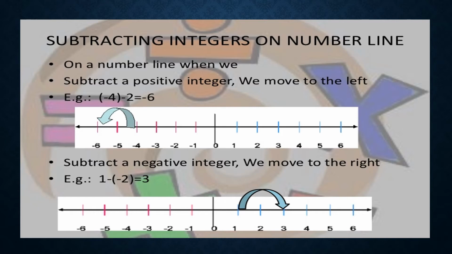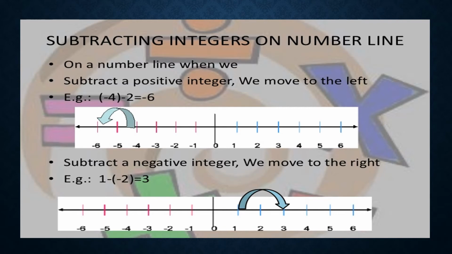The example is minus 4 minus 2. Here we are subtracting a positive integer 2 from a negative integer minus 4. And that's the reason minus 4 is there in the bracket. So please remember this rule: when you subtract a positive integer, we move towards left. I repeat, when we subtract a positive integer, we move towards left on the number line.